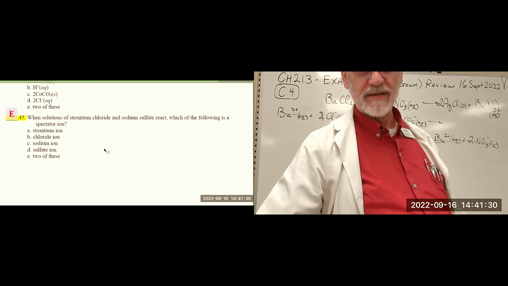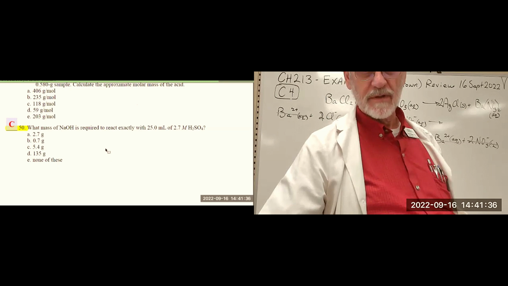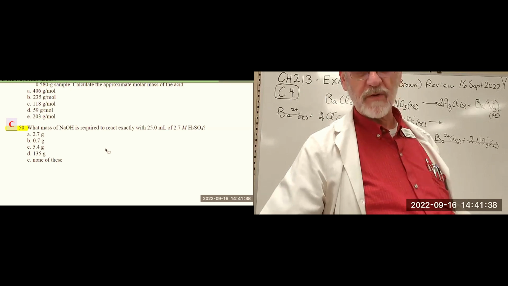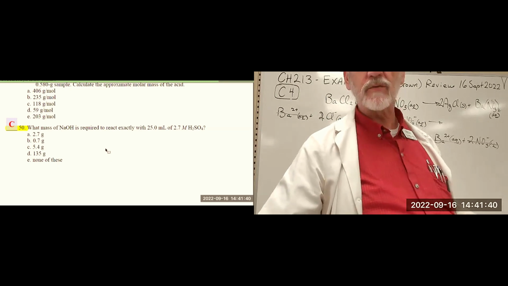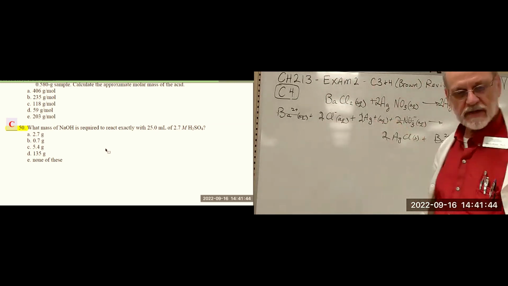All right. I'm going to skip those. What mass of sodium hydroxide is required to react exactly with 25 milliliters? Okay, we probably ought to do this one too. Okay, I think I got enough time.